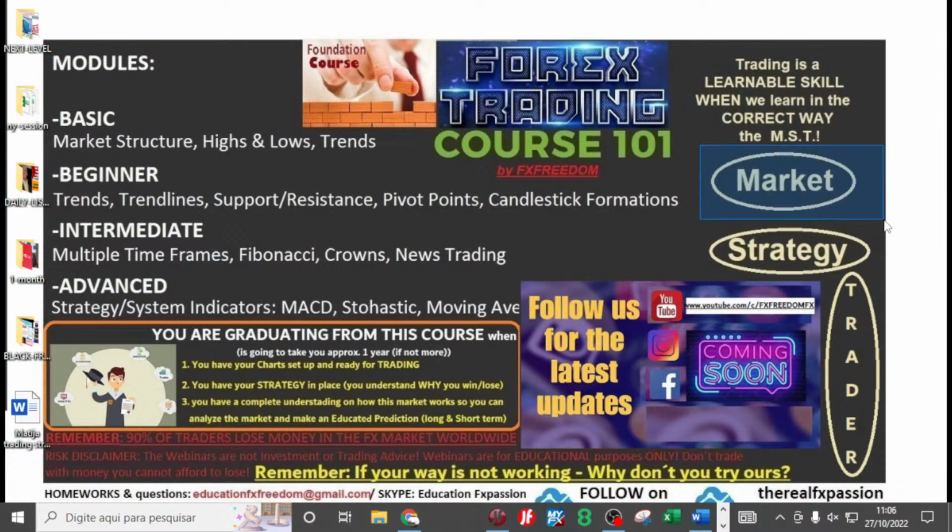Pillar number one is the market, everybody. And we are learning about the market with these basic modules: market structure, beginner module, trend line, support, resistance; intermediate module, multiple time frames, Fibonacci's. Pillar number 2 is the strategy. We've been talking about strategies for the last 7-8 lessons. And the big one is called the trader. We will talk about the trader more in the advanced course, everybody.